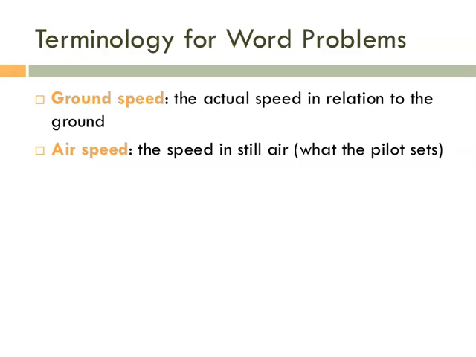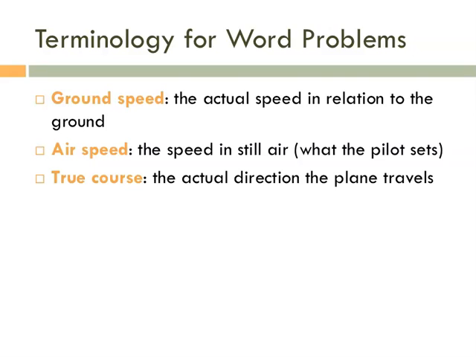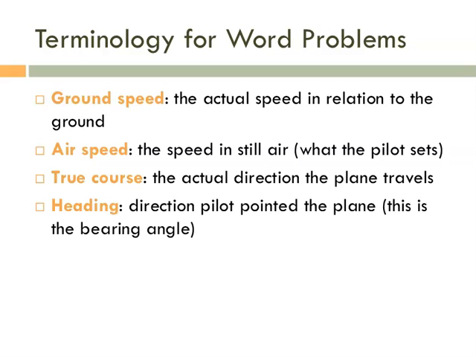So that's speed. In terms of direction, we have the true course, which is the actual direction that the plane travels, which is different from the heading, which is the direction that the pilot pointed the plane. We call the heading the same as the bearing angle. Think of it as the pilot saying, we are going to go straight north. But the true course is the actual direction that the plane travels. So maybe instead of north, it goes 30 degrees east of north. Again, this might depend on the wind or other factors that affect the true course.